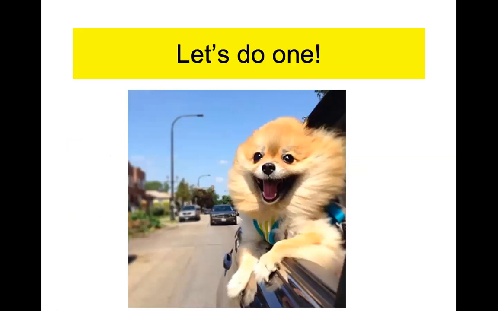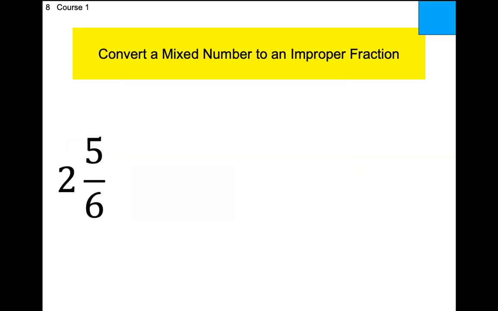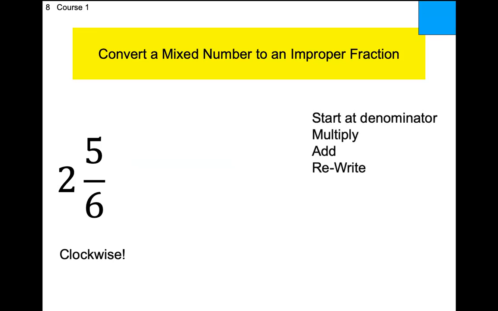All right, let's do one. Write this one down. Beat me to it if you can. For those who need help, we start with the denominator. We go clockwise. The denominator is 6, and then we multiply 6 times the whole number. In other words, 6 times 2 is 12. Now we add the 5 to our product. 6 times 2 is 12, plus 5 is 17. 17 is our new numerator, all over 6.